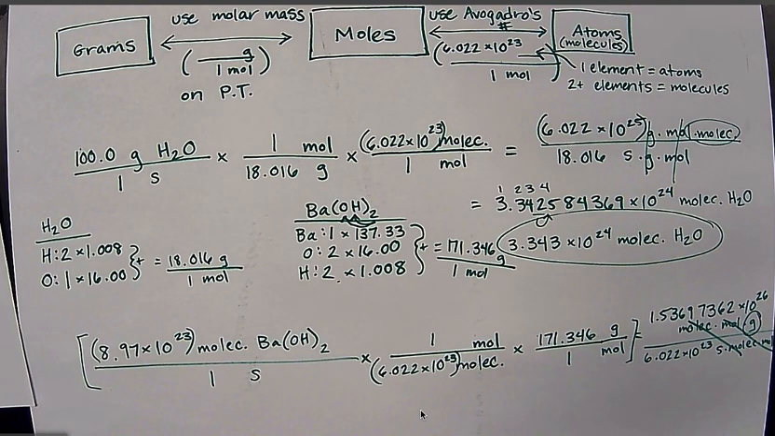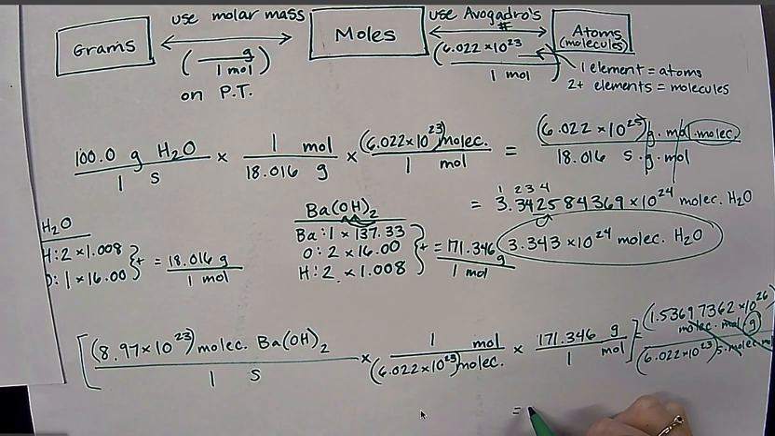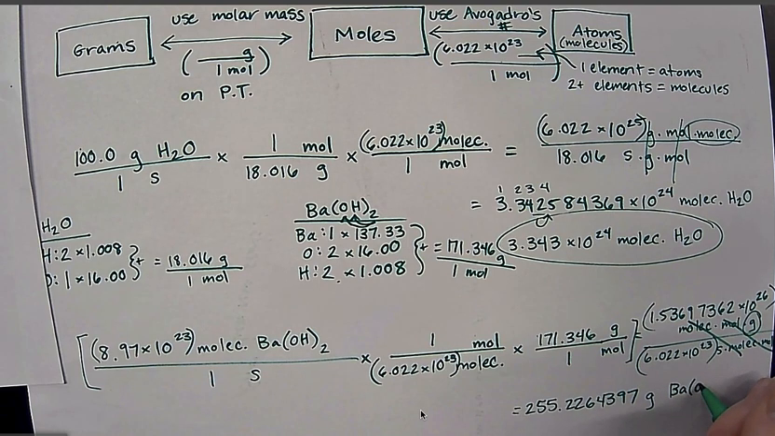Now we divide top by bottom. Don't forget parentheses. Don't forget your math hugs. If you forget your math hugs, you're going to get some crazy exponent like to the 47th or something, some crazy high number. And that's not going to make sense because the idea of getting to grams is it's a number that we can physically put on a balance without dying. And when I divide these two numbers, I get 255.2264397 grams of barium hydroxide.